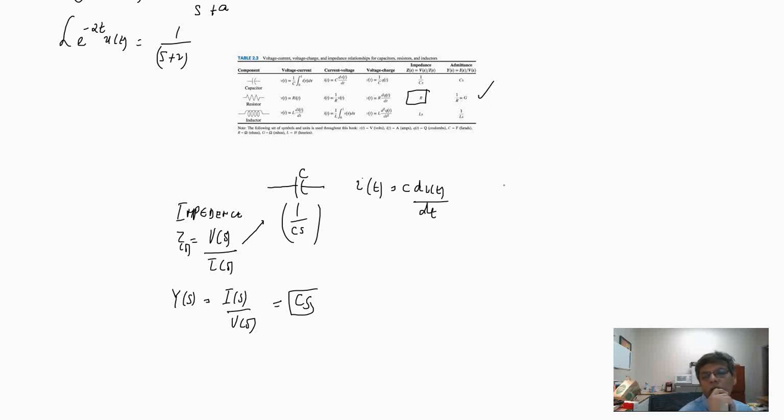And the last but not least component is the inductor. The inductor, as you know, has the symbol L. Inductance is measured in Henry. If you write it in terms of the impedance, the inductance in the circuit will just be replaced by sL. The admittance, like we said before, is the reciprocal of the impedance, so that's going to be 1 over sL. Okay, so I will see you in the next video shortly.